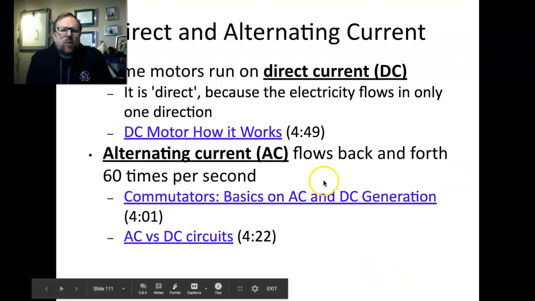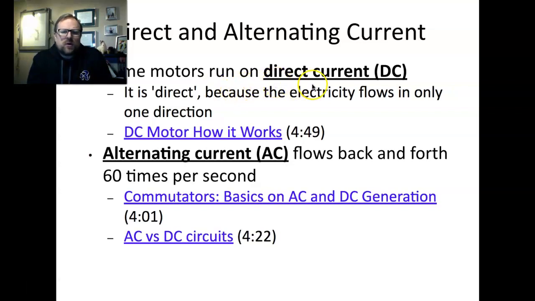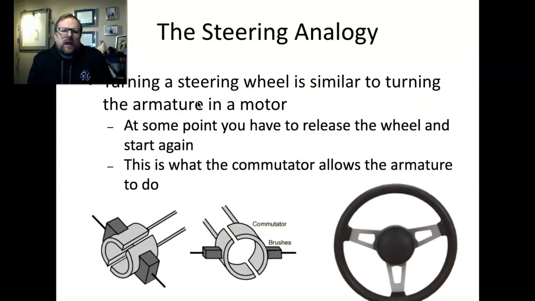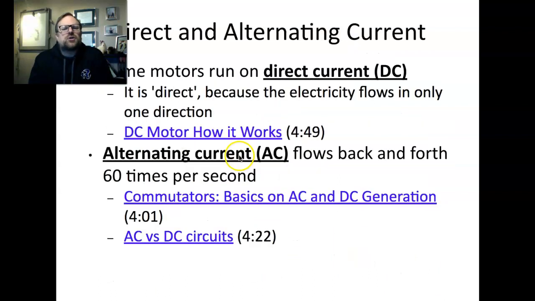Okay. At this point, I wanted to just take a second to talk about direct and alternating currents. Some motors run on direct current. It is direct because electricity will flow only in one direction. That means that electricity is only going to be flowing in this direction, and it never flows in any other direction. If you want to see how a DC motor looks, then go into the Google Classroom and watch this short video on that.